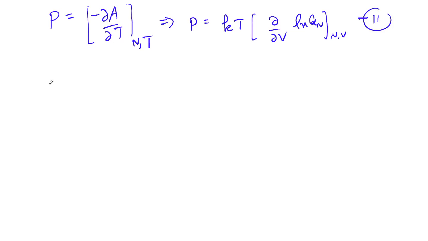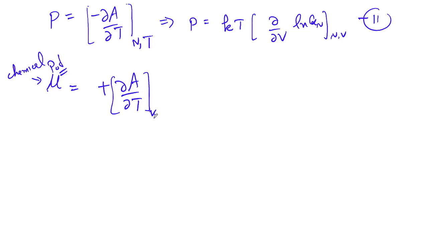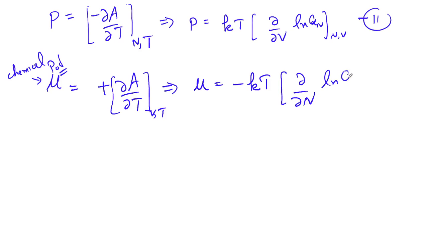And similarly, you can also derive the equation of mu. So mu is the chemical potential. Mu comes out to be plus partial A by partial N at constant volume and temperature, and mu comes out to be minus kT partial by partial N of log Qn at constant volume and temperature. So this is our equation number 12.